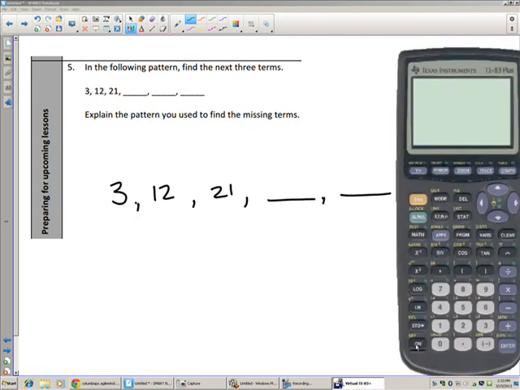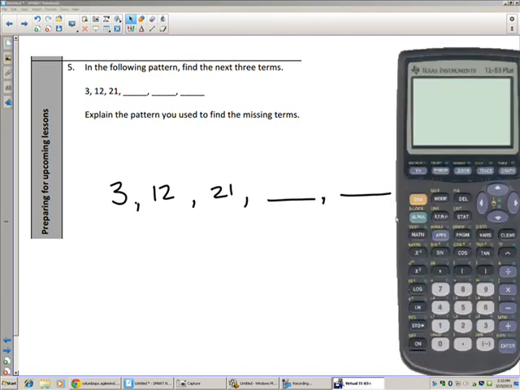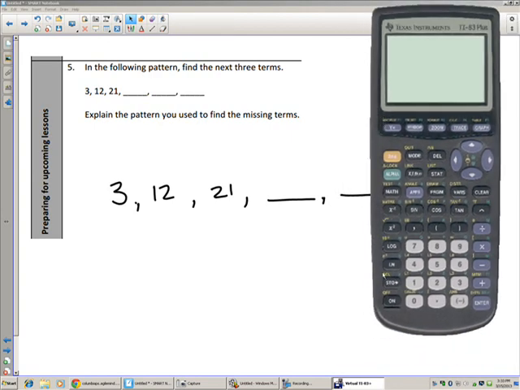Alright, so let's do some experimentation. What can I do to 3 to get to 12? Well, if I take 3 and add 9, I get to 12. Now, is that going to be the rule every time? Well, let's add 9 again. Oh, looks like I found it. Looks like we're doing some addition here. So 3 plus 9 is 12, plus 9 is 21, so what comes next? If I add 9 again, that's 30, 39, and 48. And that's what I'm going to be looking for as an answer.